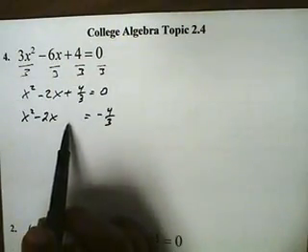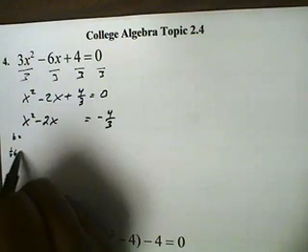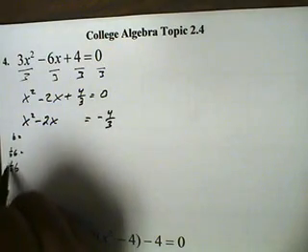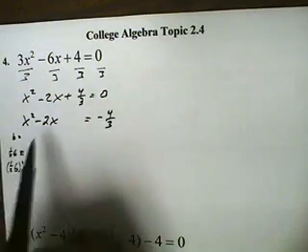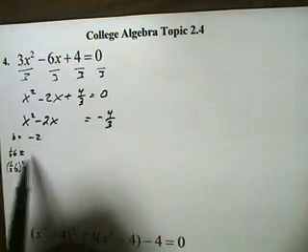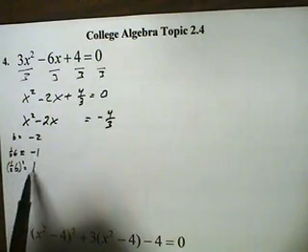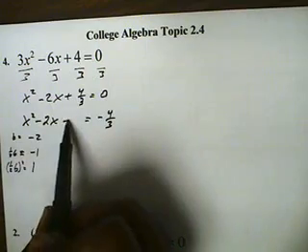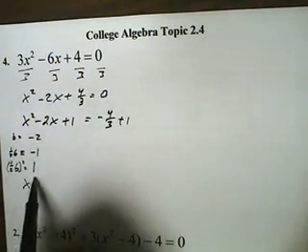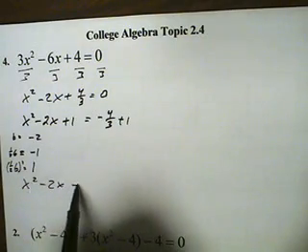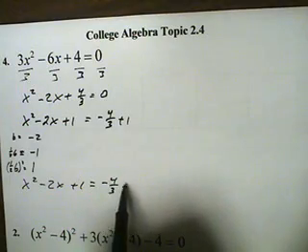Now we need to fill in this space using b, half of b, and half of b squared. b is negative 2. Half of b is negative 1. And negative 1 when squared is 1. So we're going to add 1 to both sides. So this gives us x squared minus 2x plus 1 equals negative 4/3 plus 1.